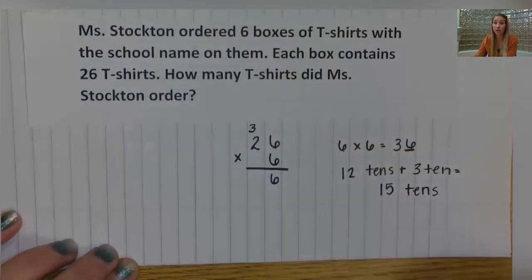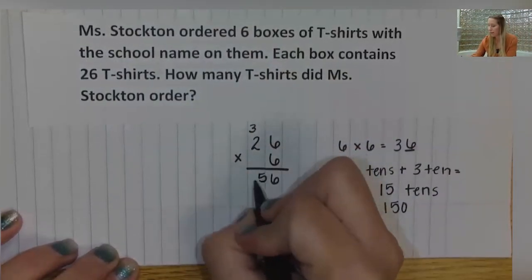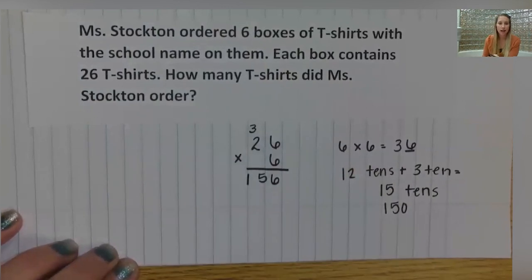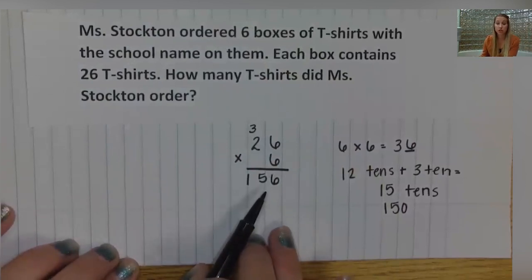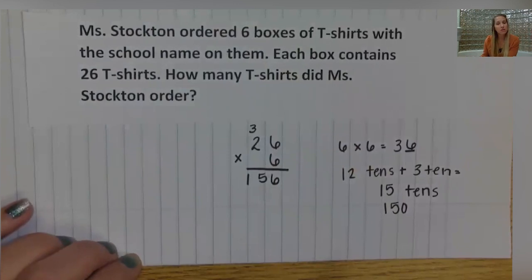Did you say 150? And so I get 15 tens, and my end product is what? 156. And so Mr. Stockton will need 156 t-shirts. And we solve this problem using the standard algorithm. Nice job. We can also use the standard algorithm to model another problem.